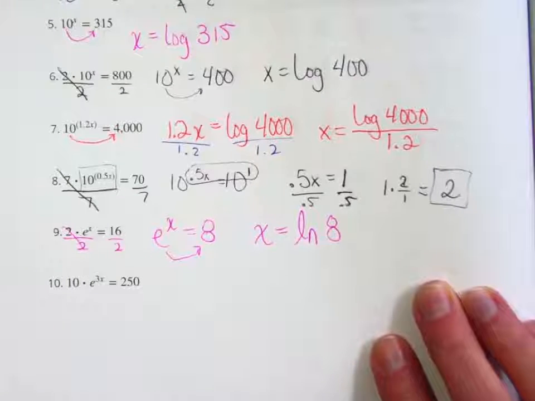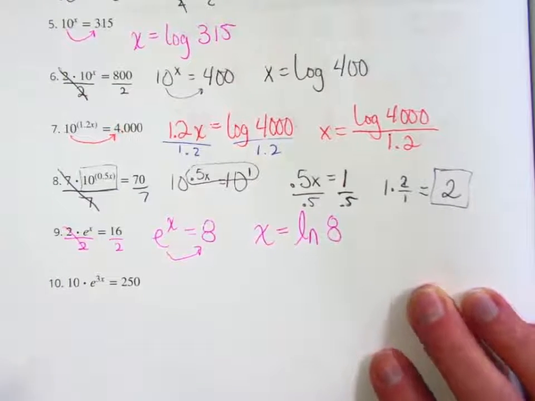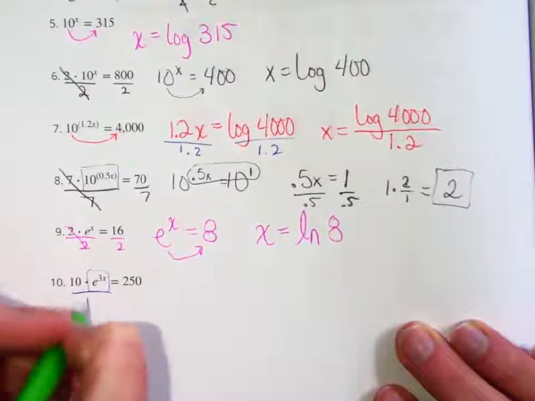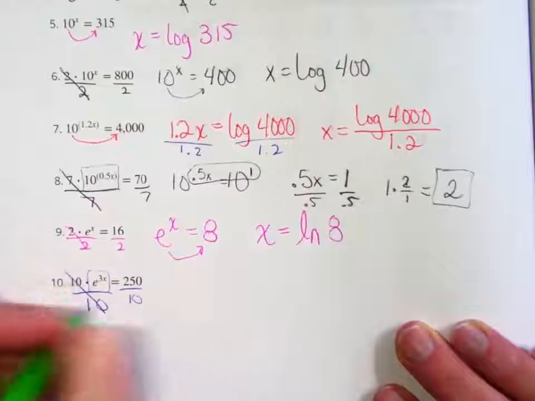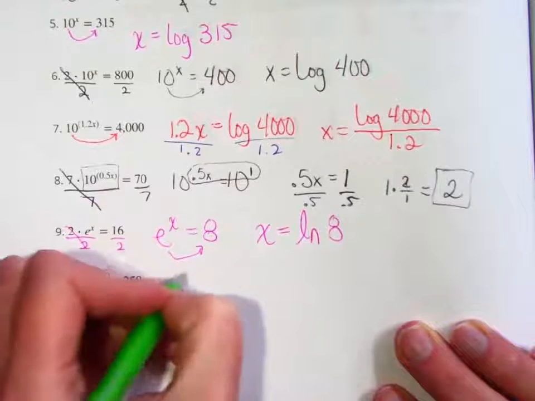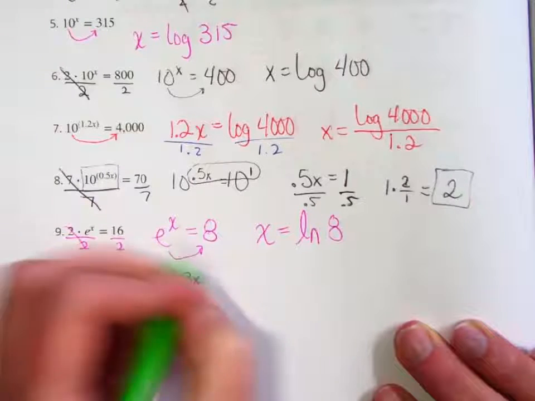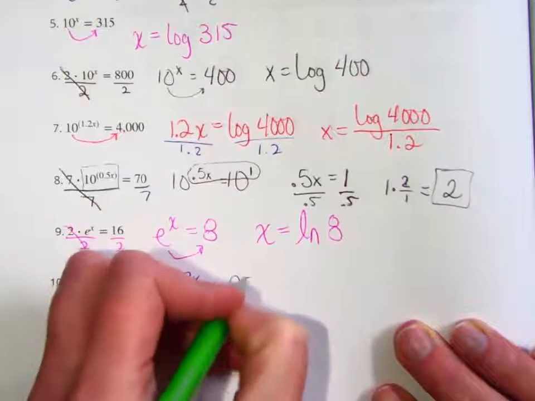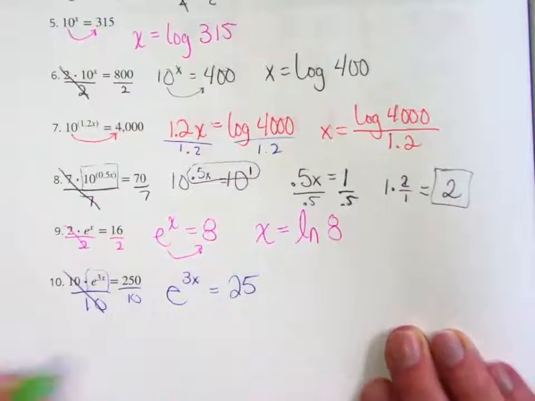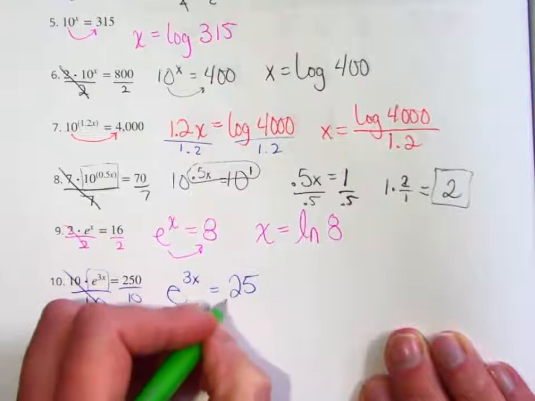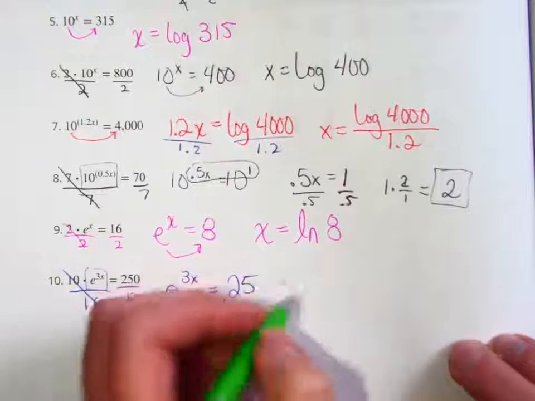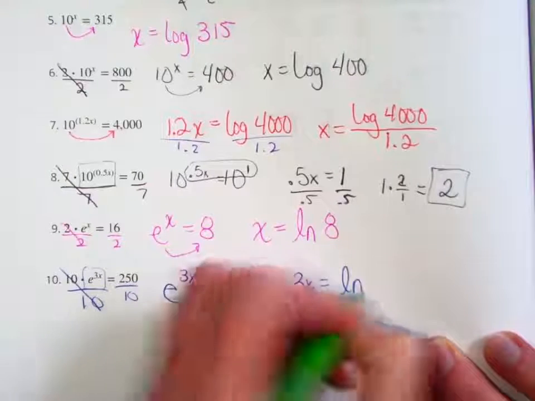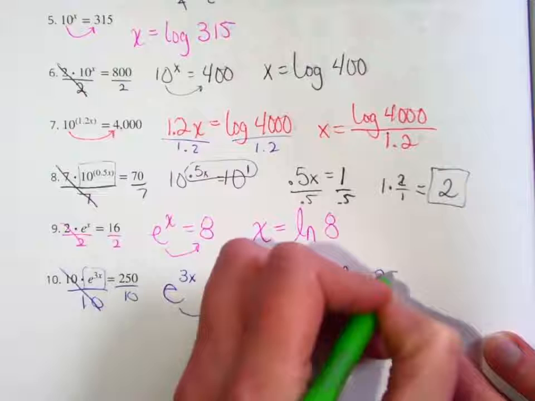And last but not least, number 10. We have an exponent, but we can divide both sides by 10 first. 250 divided by 10 is 25. Log roll that e base to the other side. 3x equals the natural log of 25.